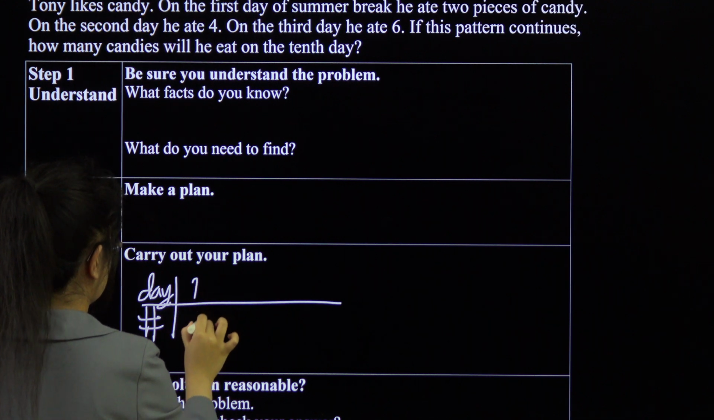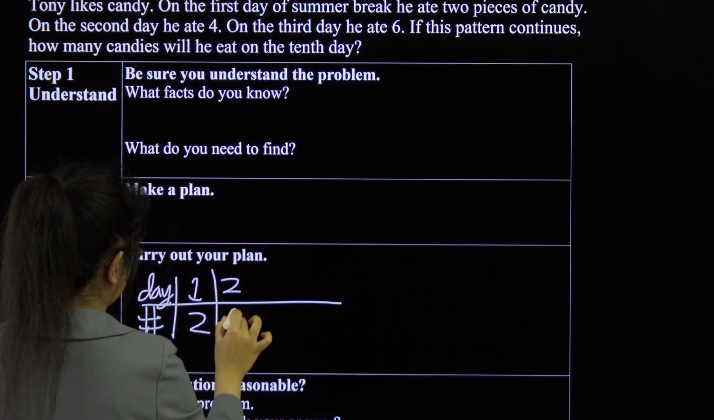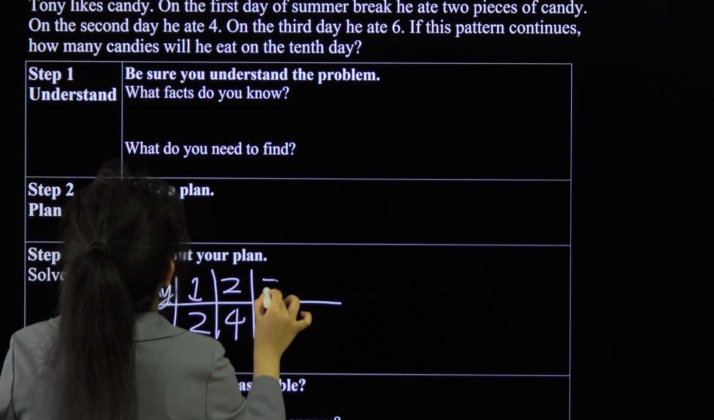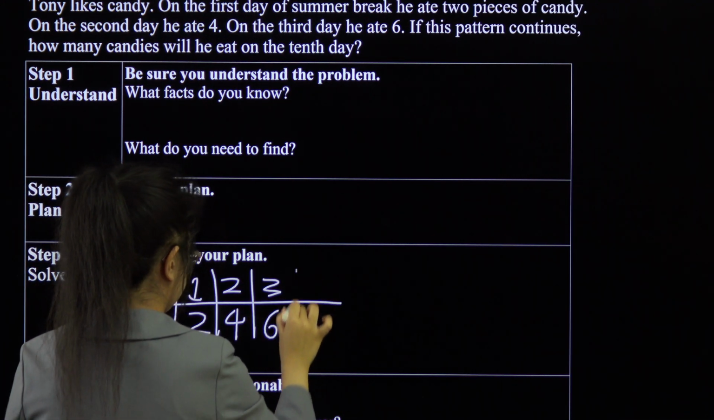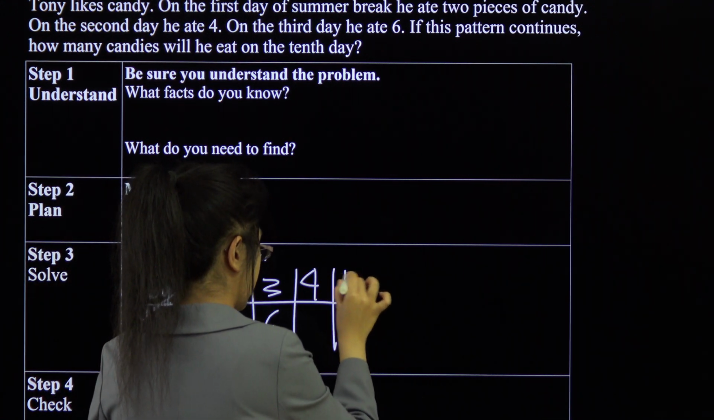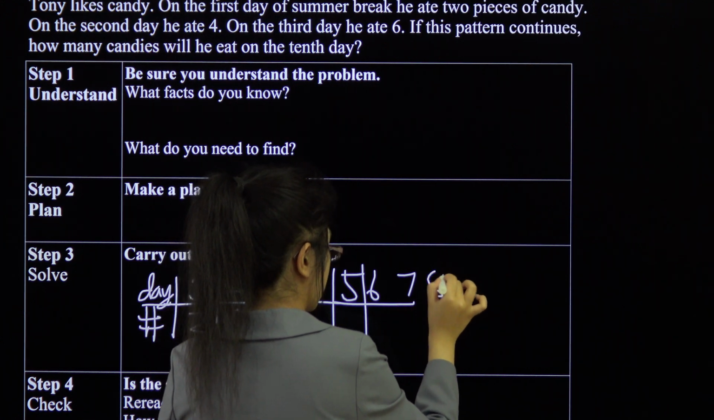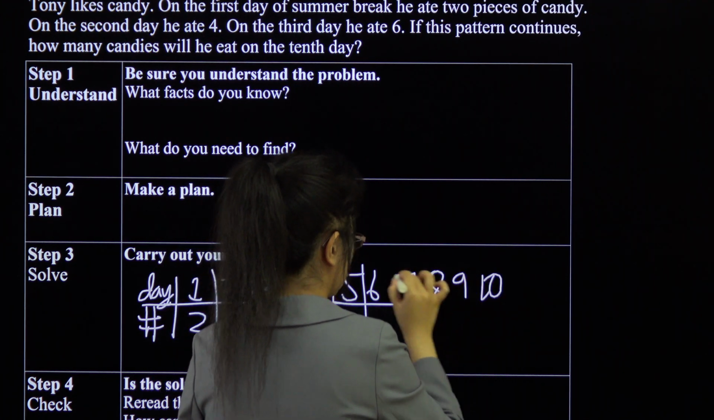So first day 2, second day 4, third day 6. Then we have day 4, day 5, day 6, 7, 8, 9, 10.